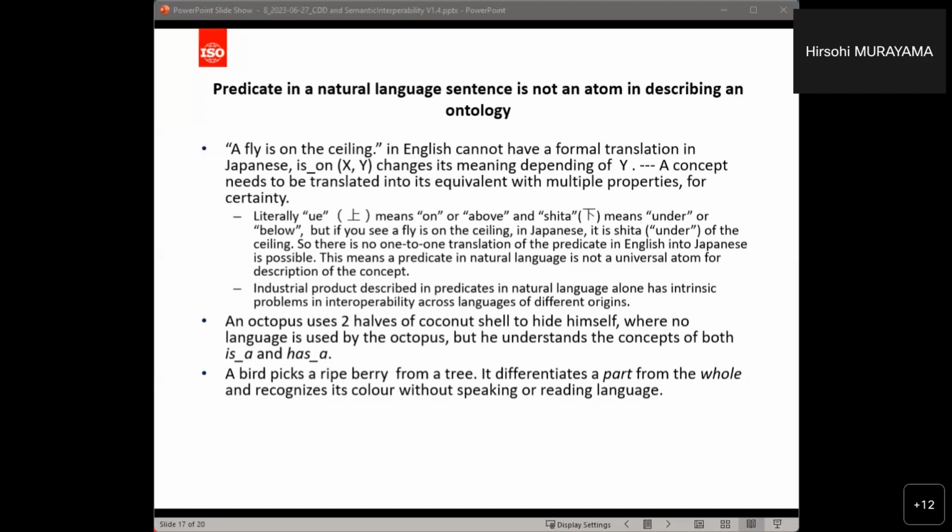And also, a bird picks a ripe berry from a tree. It differentiates the part from the whole and recognizes its color without speaking or reading language. When we apply this type of ontology or semantics, it is not necessarily decomposing logic into languages. That is something to remember.